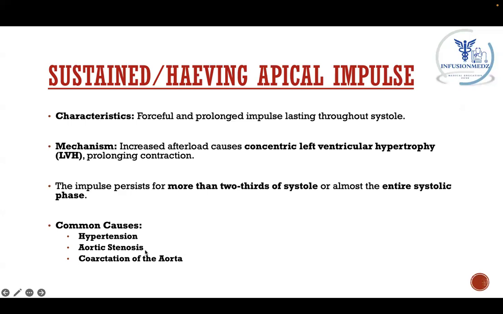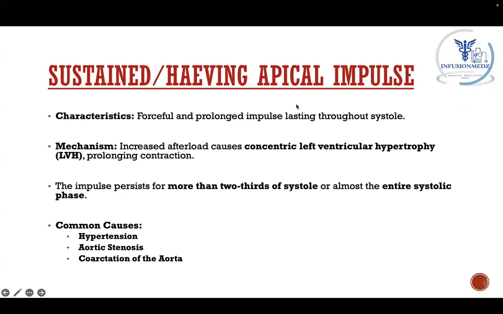So now the ventricle has to eject blood against this resistance of the aortic stenosis. So it will take more time to empty. That means the contraction period of the heart will be of larger duration. That's why the apex impulse is both forceful and also lasts longer. So the apical impulse is felt for a longer duration of time. By definition, if the apical impulse is felt for more than two-thirds of systole, it is called a sustained or heaving apical impulse.